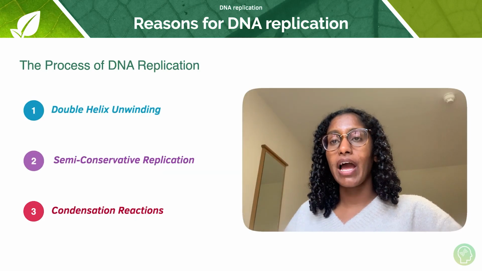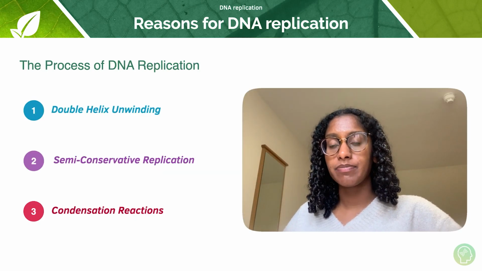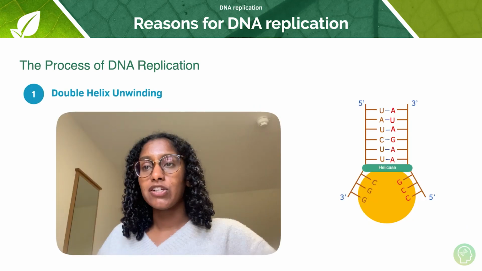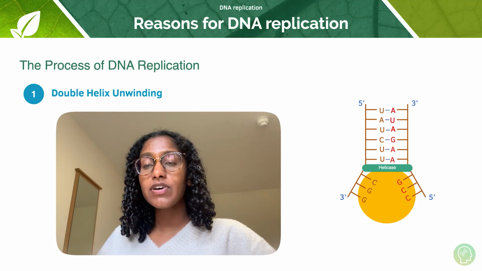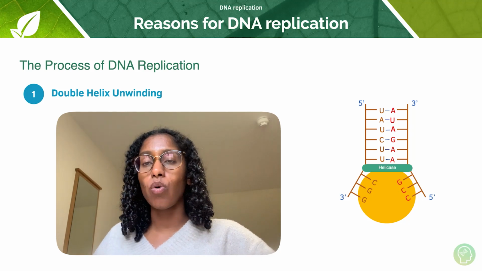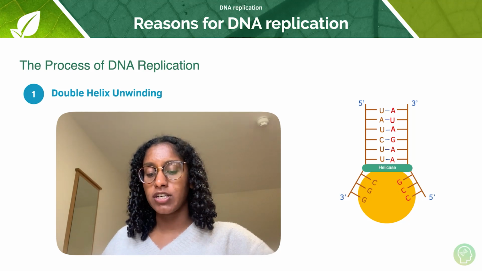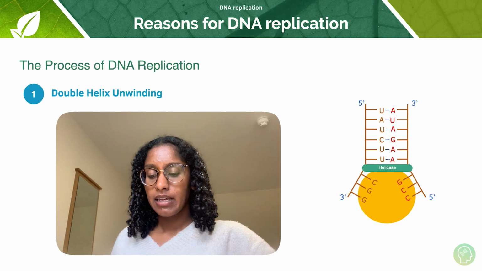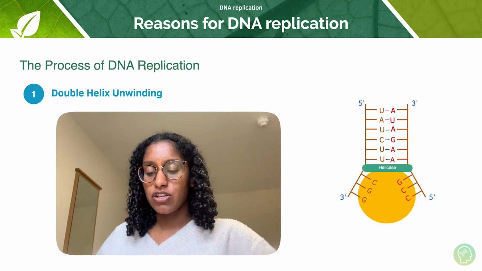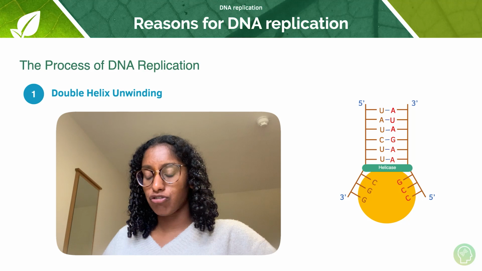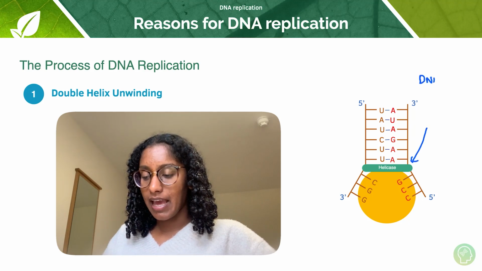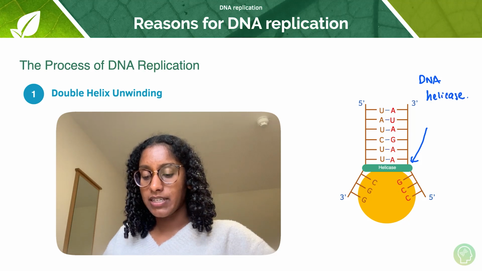So now let's have a look at the process of DNA replication. I'll talk you through each of the stages, beginning with double helix unwinding. The first step of DNA replication is this unwinding of the DNA, because remember it's structured as a double helix. Now, each of its strands is used as a template to form a new strand, and an enzyme called DNA helicase that you can see in this diagram here carries out the unwinding.